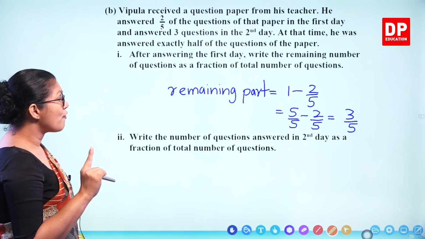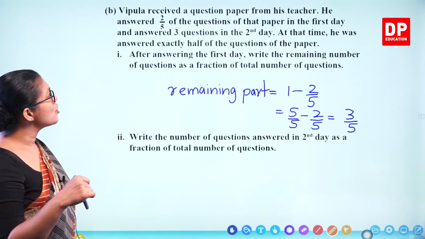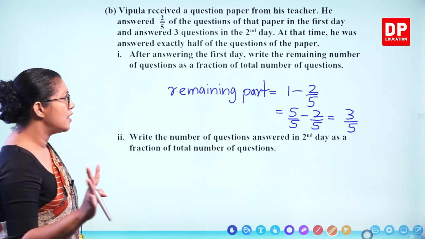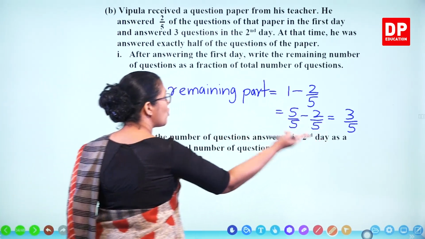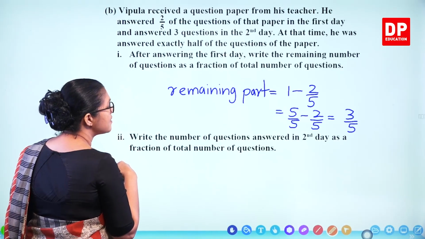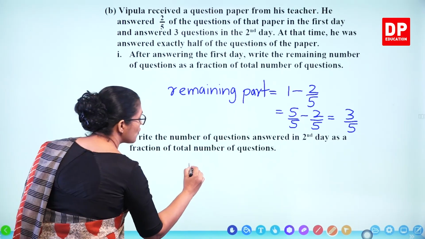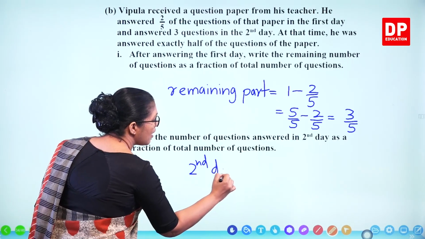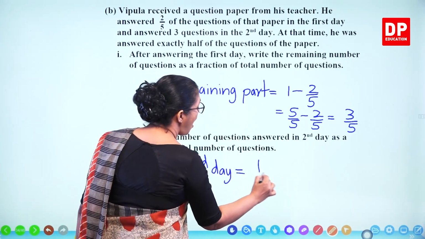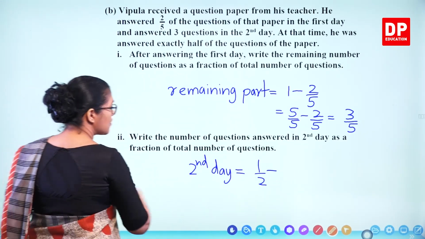Then write the number of questions answered in second day as a fraction of total number of questions. So we know first 2 days completed half. First day 3/5. So what's the fraction of questions answered in the second day? Half minus 3/5. So second day answered, this is half minus 2/5. 2/5 first day.